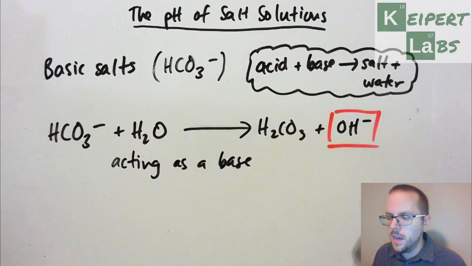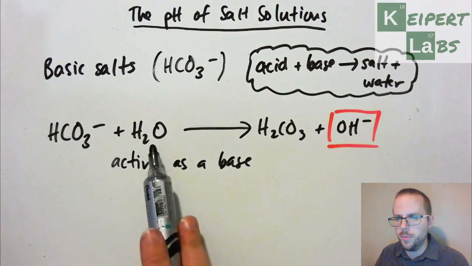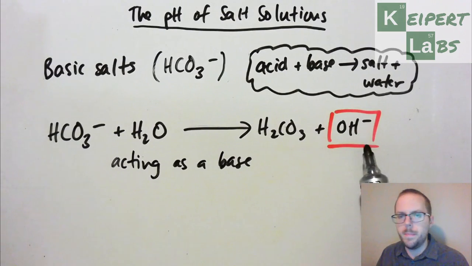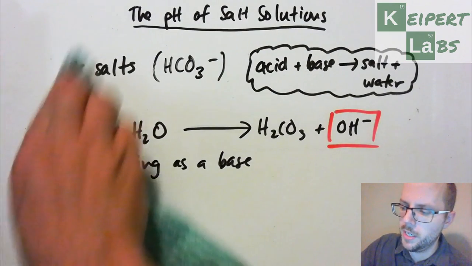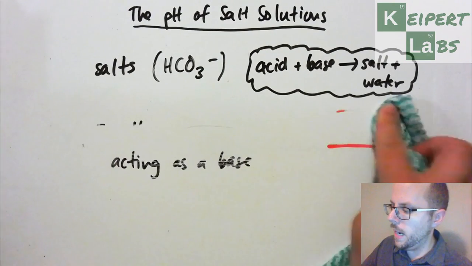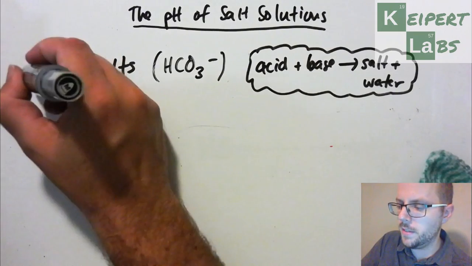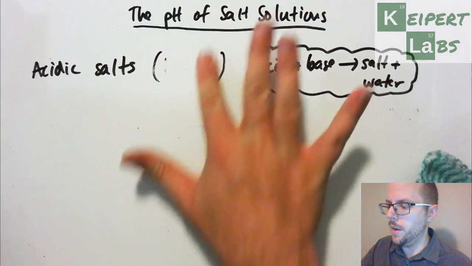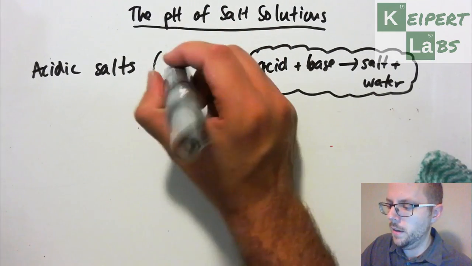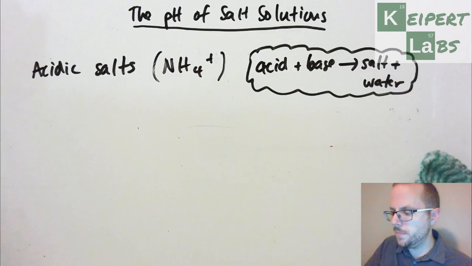Okay, so when we put this salt in water, the fact that it interacts and reacts with water to form a hydroxide ion makes it basic. Okay, so now let's switch gears and have a look at an acidic salt, or the acidic salts. We're only going to go through one example because there's really only one ion of interest here, which is the ammonium ion.